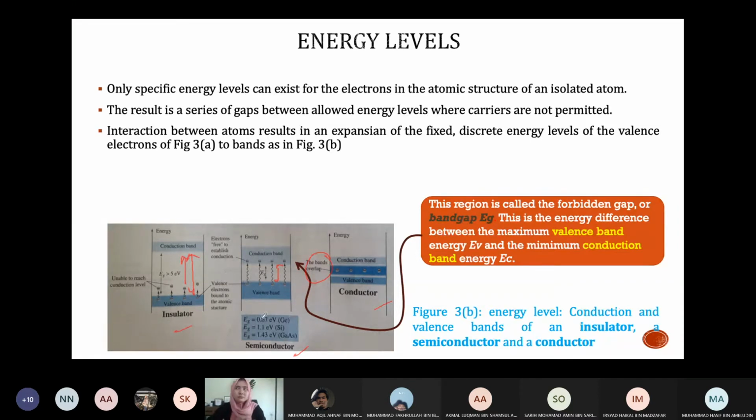Okay, so over here, examples of semiconductor: we have germanium, silicon, and also gallium arsenide. If you look at here, for germanium, the Eg, the energy gap in between, is 0.67 electron volt. So for germanium, the electrons only need 0.67 electron volt of energy in order to go to the conduction band. For silicon, it needs 1.1 electron volt, and for gallium arsenide, it needs 1.43 electron volt. I hope that you can understand this figure.